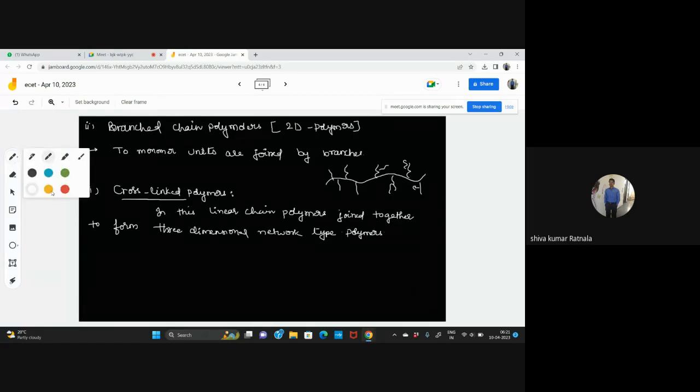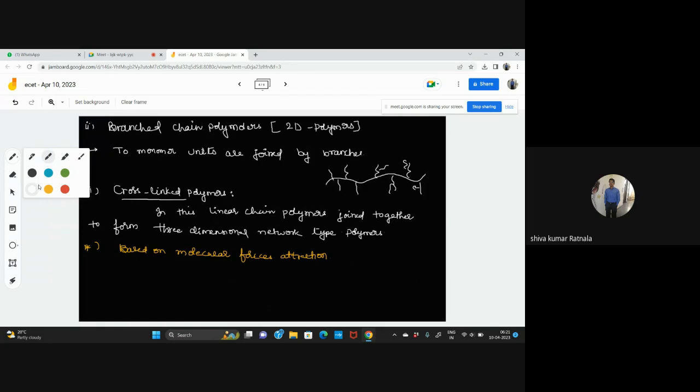Next one, very important, is based on molecular forces of attraction. Because of this, we basically have three types: fibers, elastomers, and thermoplastics. We can have thermosetting plastics also.